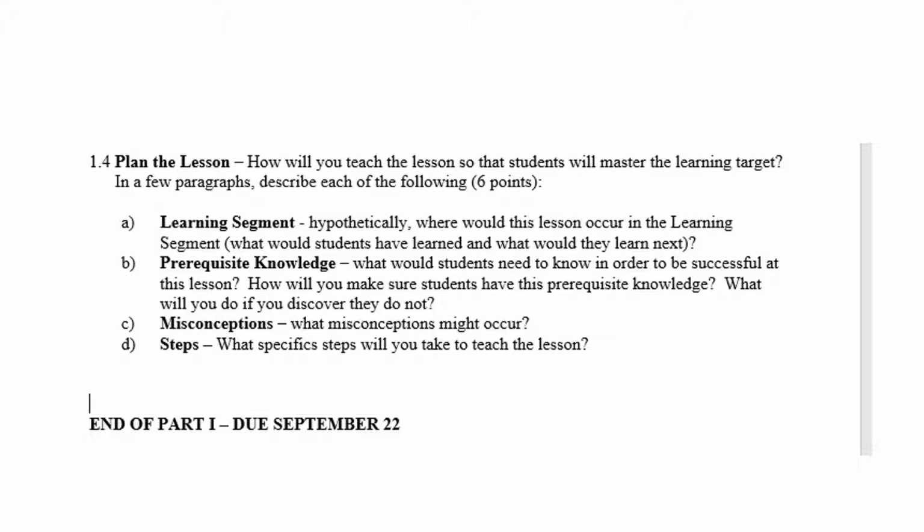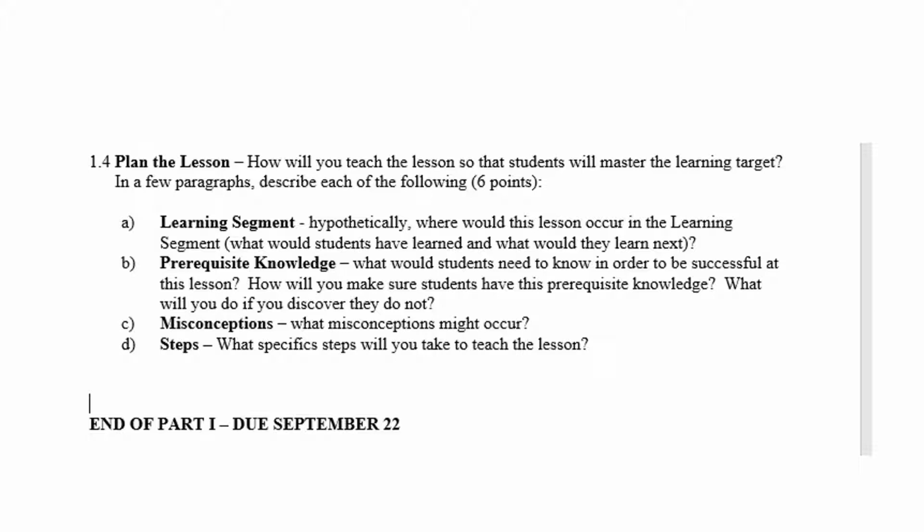The learning segment. So hypothetically, where would this lesson occur in the learning segment? So what would students have learned and what would they learn next? So let's say you're teaching 2-digit multiplication by 2-digit multiplication. So you might have a central focus about students being able to complete multiplication and division problems that are more complex, and your learning segment might be doing 1-digit multiplication and then 2-digit multiplication, and this would be the final lesson where you teach them 2-digit multiplication.